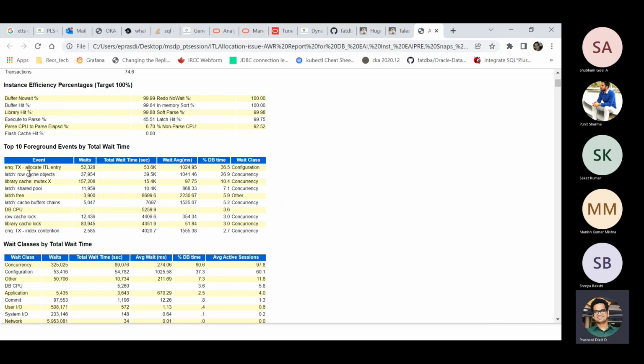Okay, the other one is the latch: row cache objects. Would anyone like to answer what this thing called latch is? What is it?